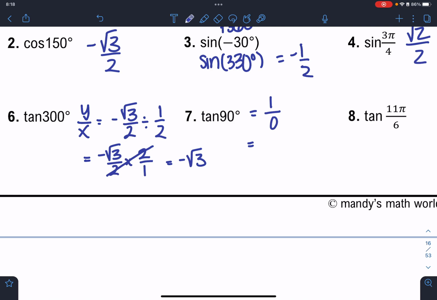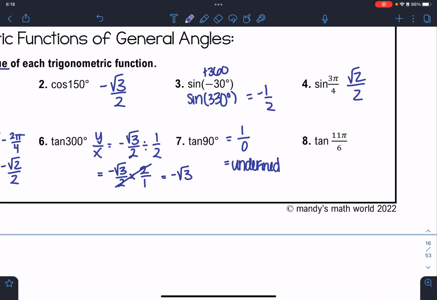Close, really close. Undefined. Yeah, anything over 0 is undefined. So we do want to remember that we don't have it. Technically, the formal way to write no answer is undefined. So tangent of 90 does not exist. That's something that does not exist, okay?